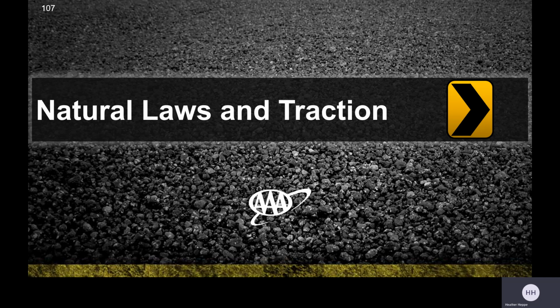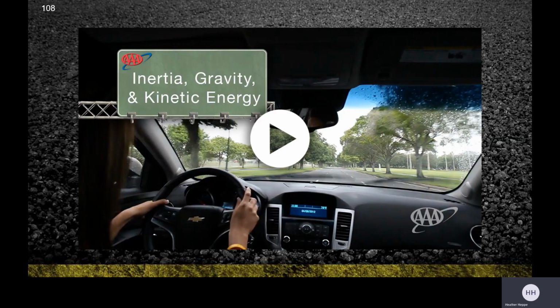It's going to say, what are some differences between natural laws such as gravity and traffic laws? Possible answers are: traffic laws are breakable, natural laws are not. Traffic laws are created by people, natural laws are not. Traffic laws can change, natural laws remain the same. We're going to have a video here to talk about that.